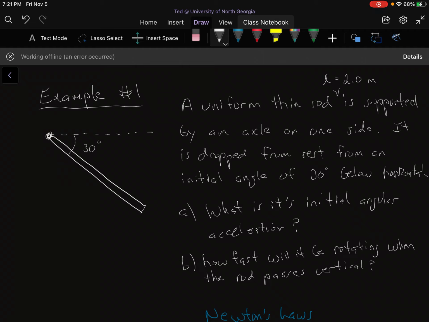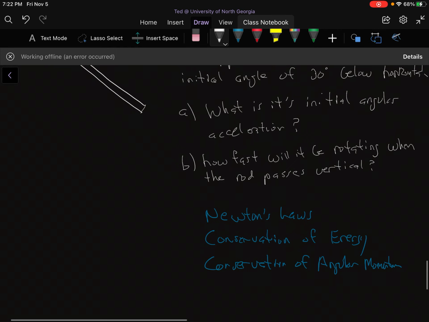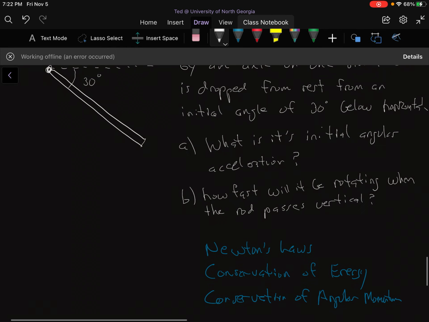A uniform thin rod with a length of 2 meters is supported by an axle on one side. It's dropped from rest from an initial angle of 30 degrees below horizontal. What is its initial angular acceleration, and how fast will it be rotating when the rod passes vertical? All right, so our first challenge in any of these problems is to figure out what physics to use. And we've got three choices.